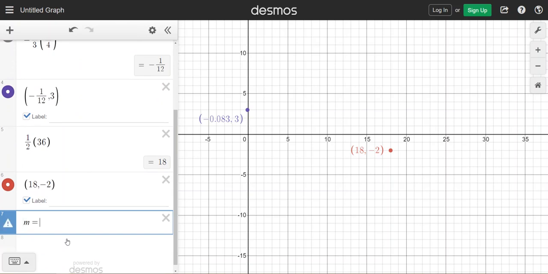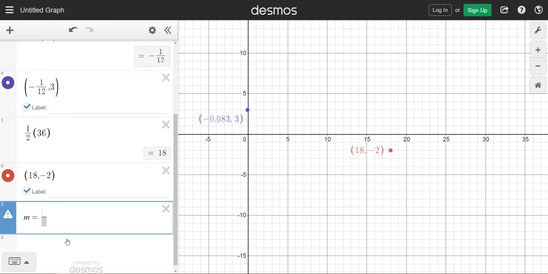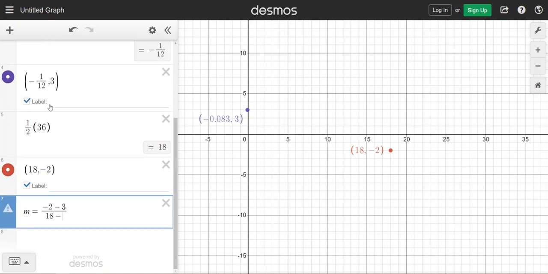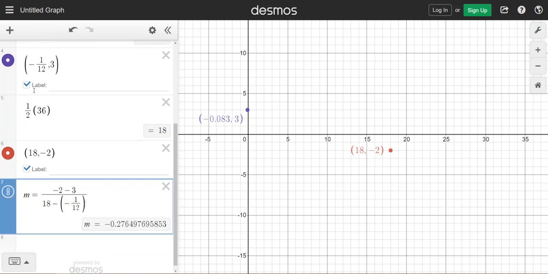I'm going to calculate the slope. Now, to calculate the slope, I will use the change in y. So I'm going to start with the second output, which is negative 2, minus the first output, which is 3, over the change in x. So I'll have my 18 minus my negative 1/12. Okay, so difference of the y-coordinates, difference of the x-coordinates in the denominator. Now I'm going to make this a fraction. So with the inconvenient numbers that I've chosen, my slope has come out to be negative 60 over 217. Very nice value there. We're going to use the fraction for it.